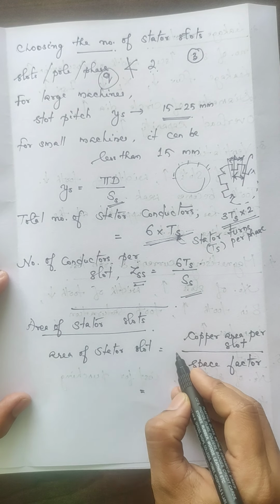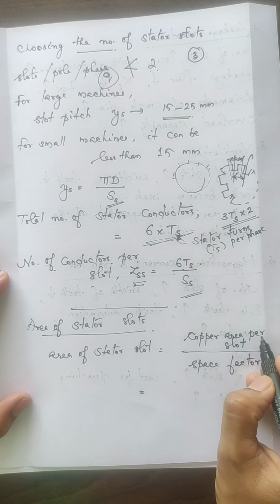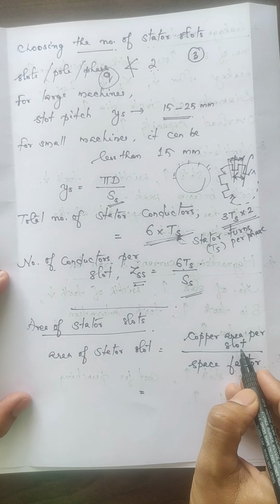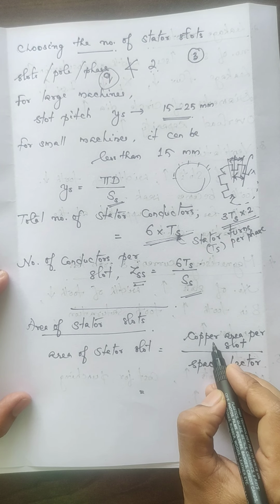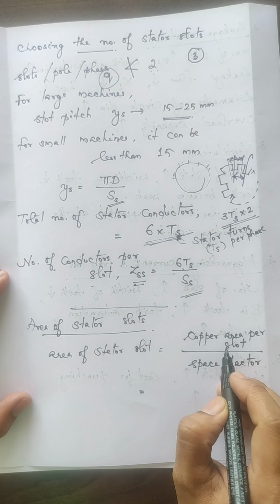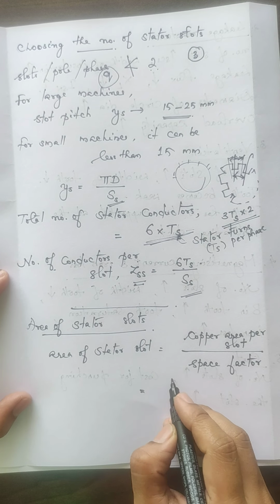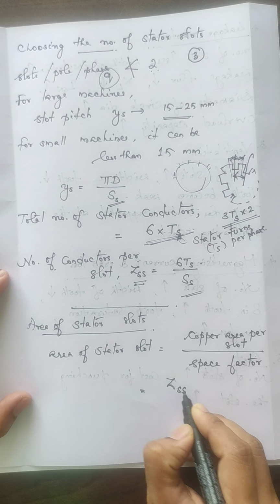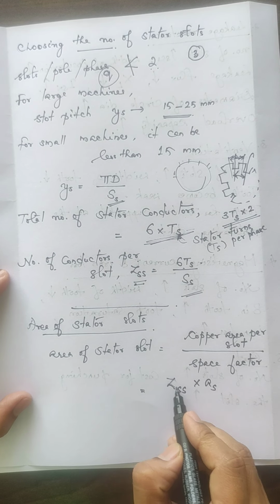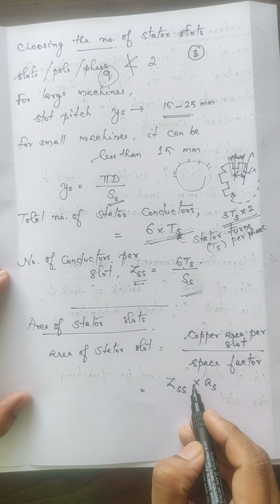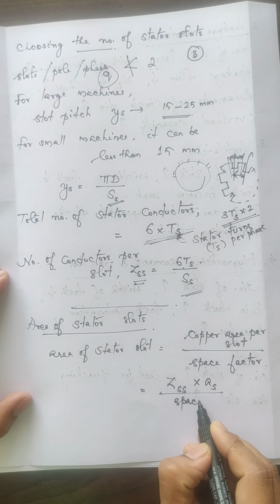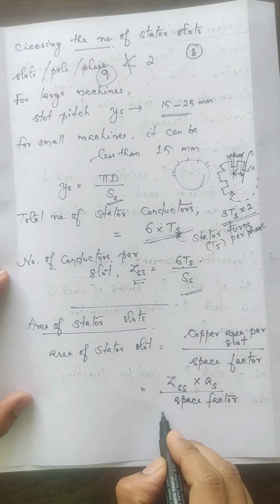So the area of the stator slot is calculated from the copper area per slot. Copper area per slot means the total conductor area in a particular slot. How do we calculate that? The total conductor area in a particular slot is the number of conductors in that slot, which we denoted as ZSS, conductors per slot, into the area of one conductor. This gives the total copper area in one particular slot. That is divided by the space factor, which gives us the area of the stator slot.